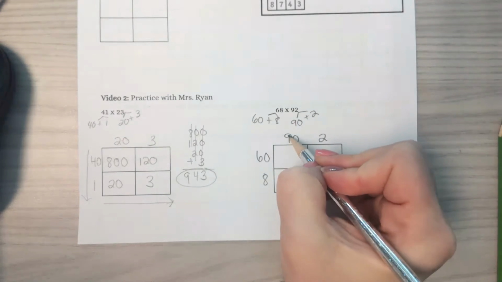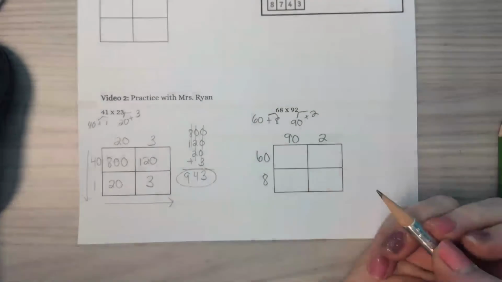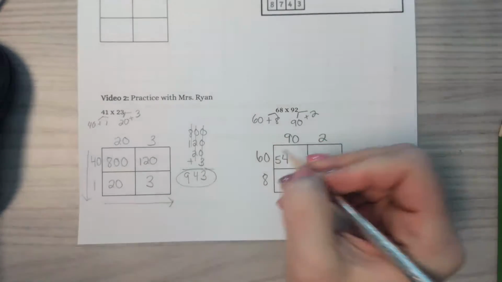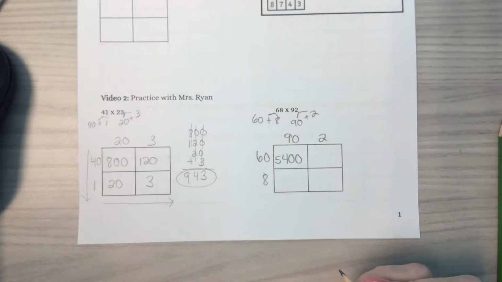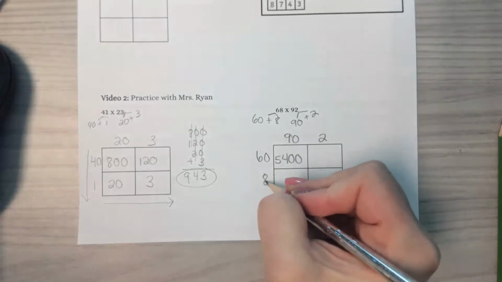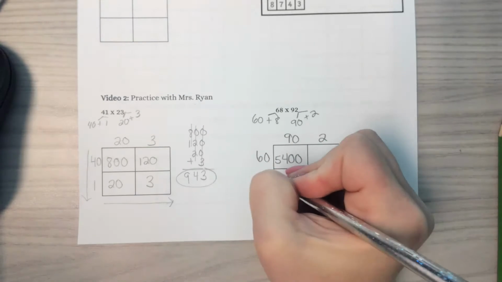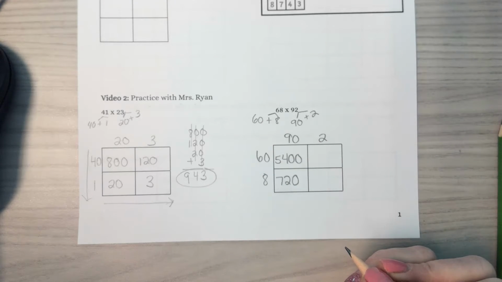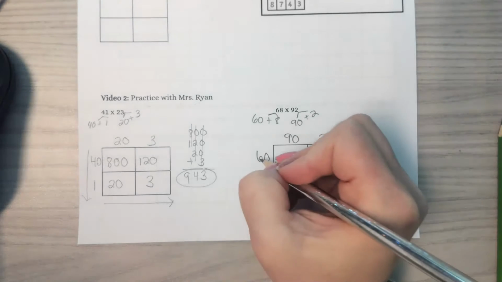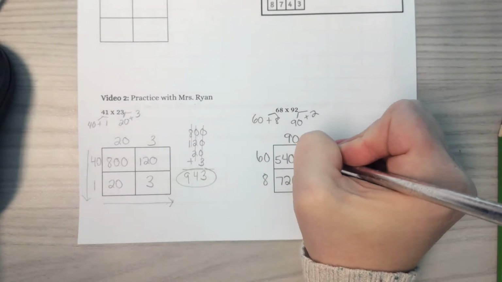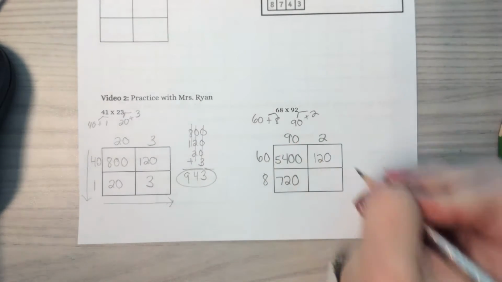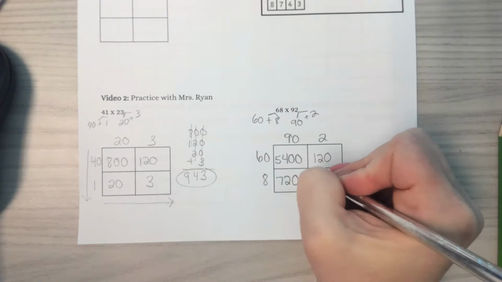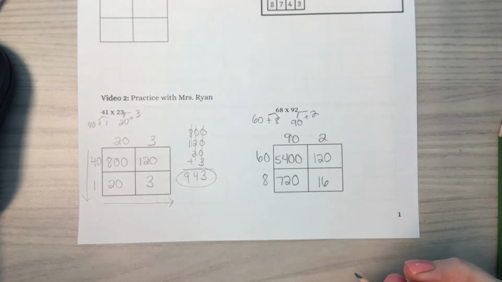I know that 9 times 6 is 54. But I still have these 2 zeros, so 0, 0. I know that 9 times 8 is 72, plus that 0, so 720. I know 2 times 6 is 12, plus that 0. I know that 2 times 8 is 16, so I'm going to put that in there.